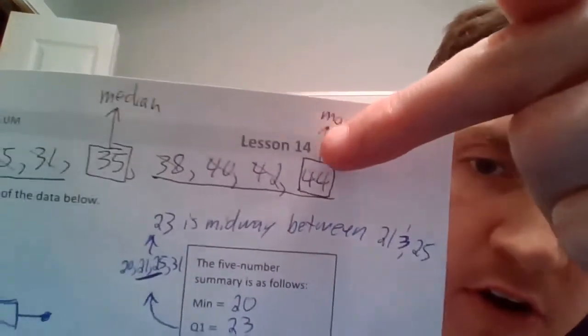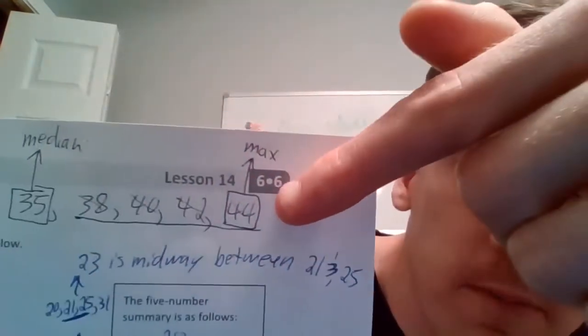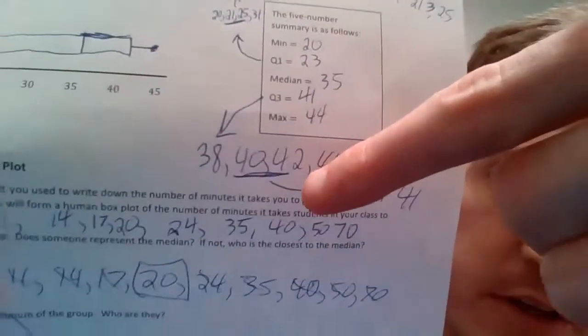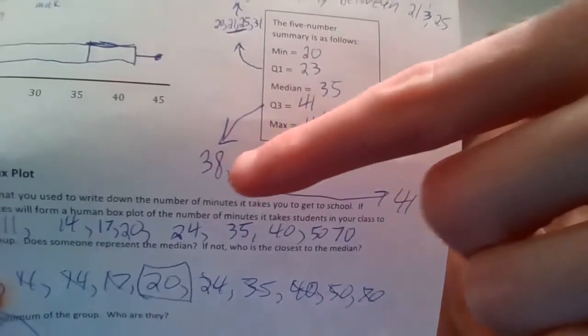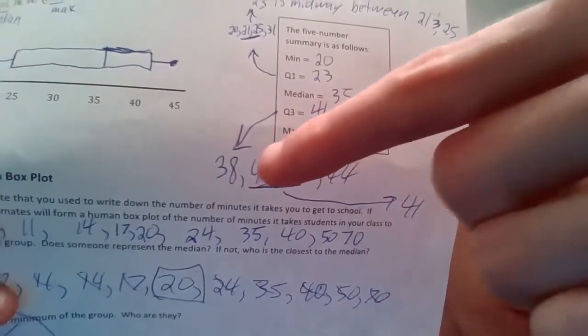Then I found Q3 because that's the only one left. On Q3, I took those top 4 big numbers, 38, 40, 42, and 44, and I wrote them down here, a little bigger, a lot easier to see now. Here are the 4 numbers on the upper half, and I found the midway point.